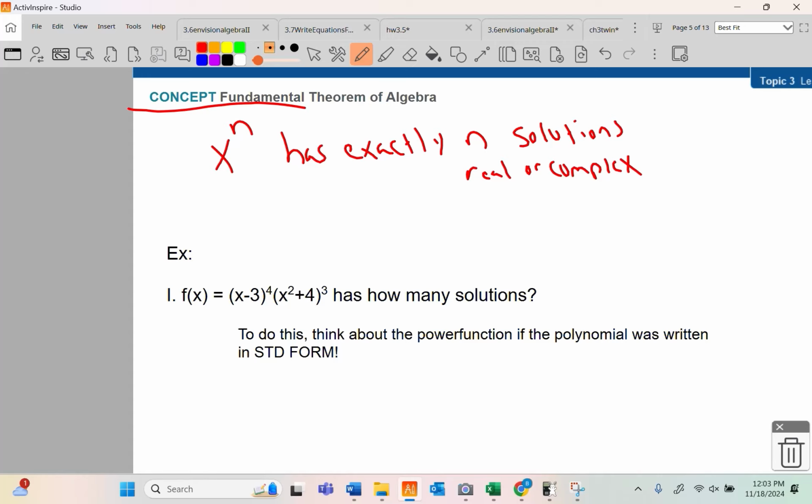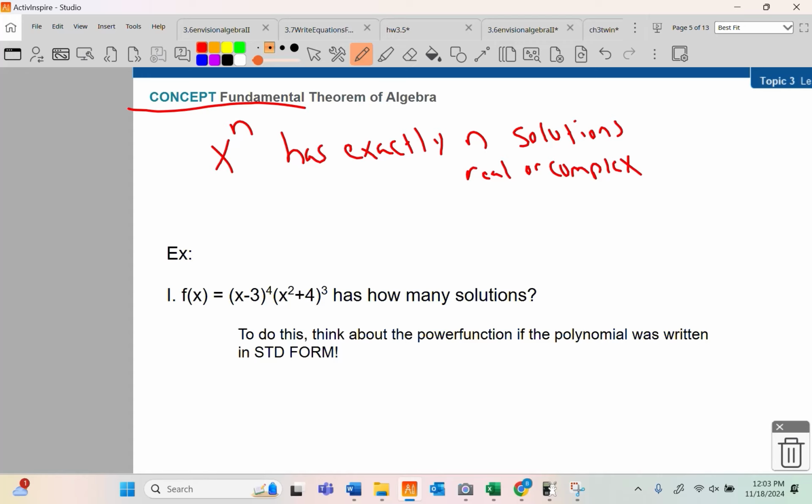Real or complex. I've got a question like this on your test Friday. I guarantee you it'll be missed by 1/5 of the student body. It's way easier than a lot of these. One in five kids will miss it.